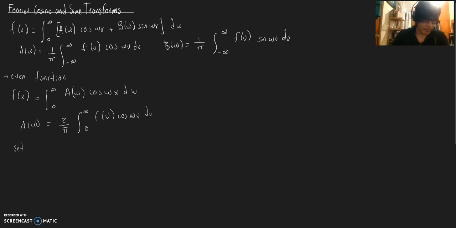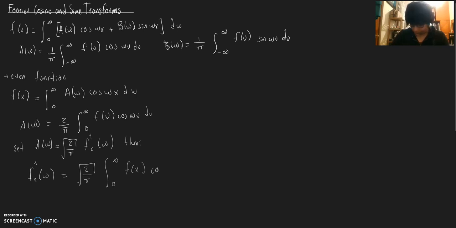So we can now set A(w) to be equal to the square root of 2 over pi multiplied by a new factor that will be equal to this. Then we will know that F_c(w) will be equal to the square root of 2 over pi, multiplied by the integral from 0 to infinity of f of x cosine of wx dx.